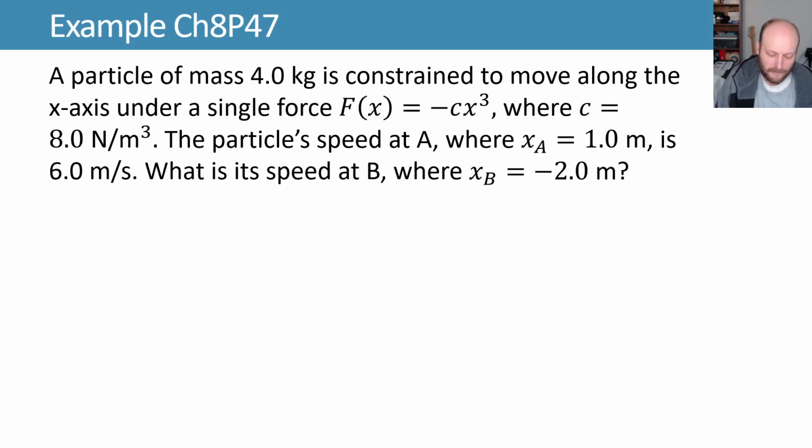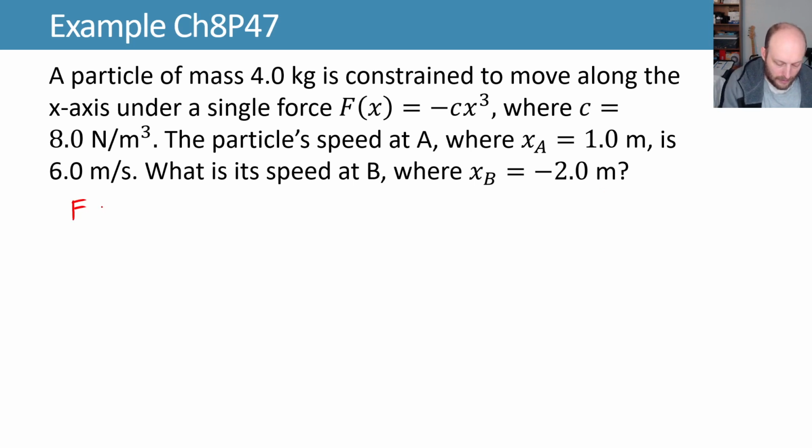This is an interesting one. We've got a particle of mass 4 kilograms that's constrained to move along the x-axis under a single force that's proportional to its position cubed. The particle's speed at point A is 6 meters per second, and we want to know its speed at point B, where our position is -2 meters. All right, how do we do this?